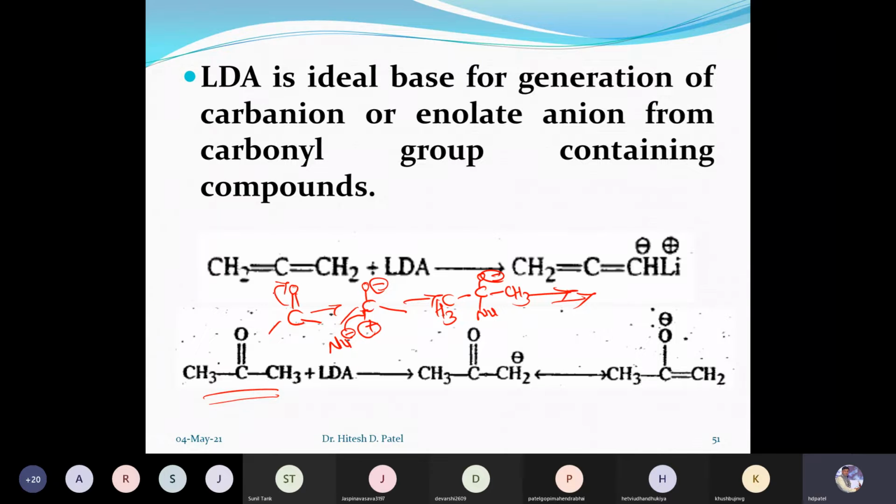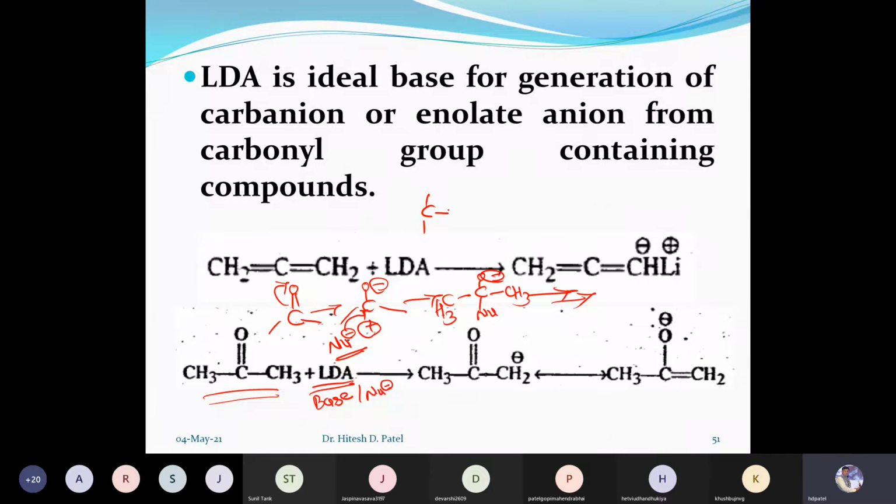But here, as we have discussed the characteristics of LDA, LDA is known as a base. LDA is known as a nucleophile, but a sterically hindered nucleophile, and that's why it will not act as a nucleophile on the carbon, but it will act as a deprotonating agent. How it works as a deprotonating agent, we can understand over here.